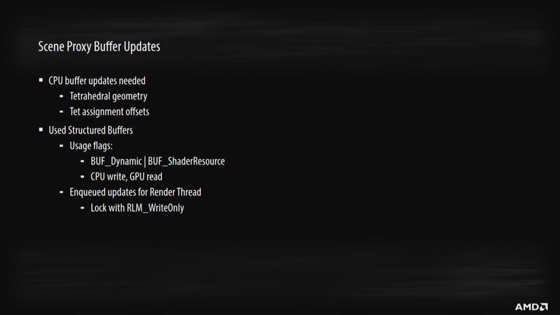Okay, so just to give a little bit of detail about the scene proxy. The scene proxy contains the buffers that have to be updated on the render thread. And we have dynamic updates to them because the simulation meshes are deforming, and because of fractures, we have to change these offsets that I talked about.